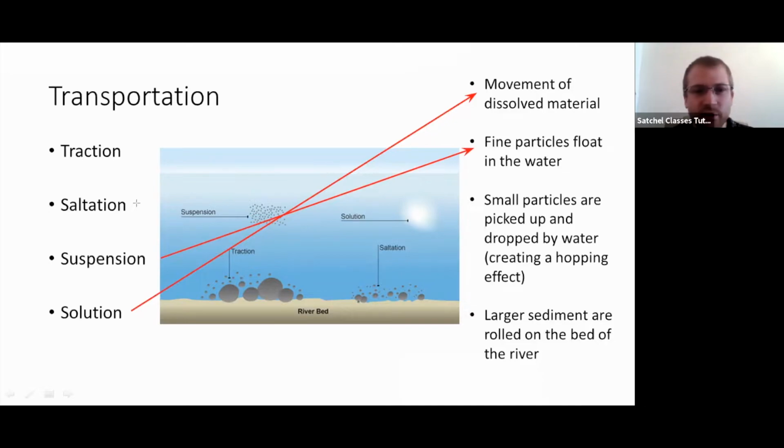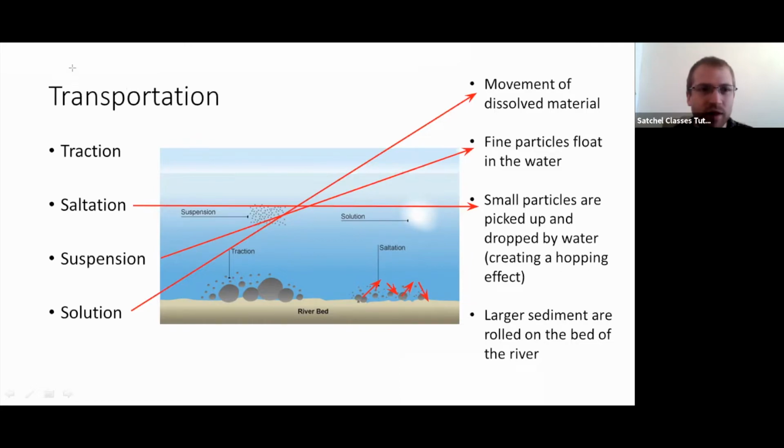If we look at saltation, there we can see smaller particles. You can see some of them are off the bed of the river, but they're nearer to the bed of the river. So they're not large particles, they are small particles. So we'll draw an arrow to that one. They're picked up by the river, and they kind of make this hopping effect. So they bounce up and down, and they make this hopping effect along the bed of the river. So that is saltation.